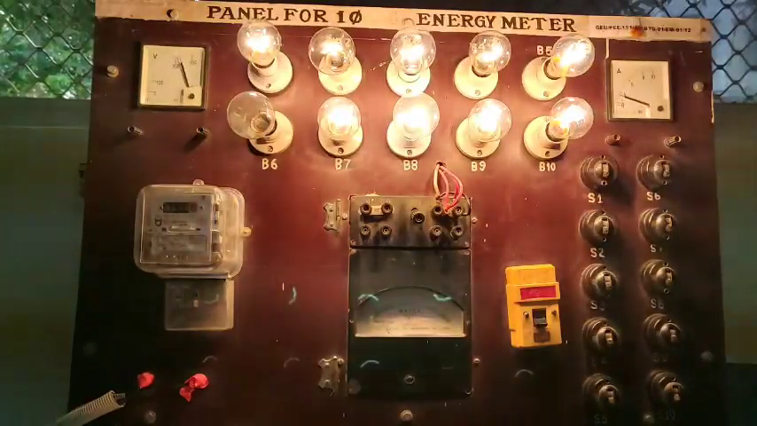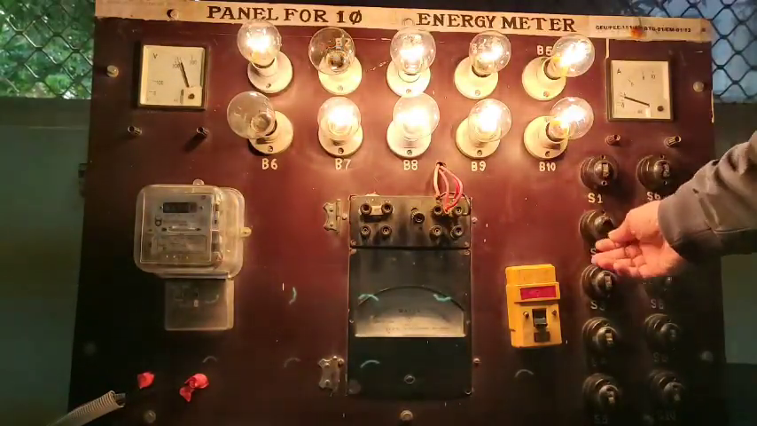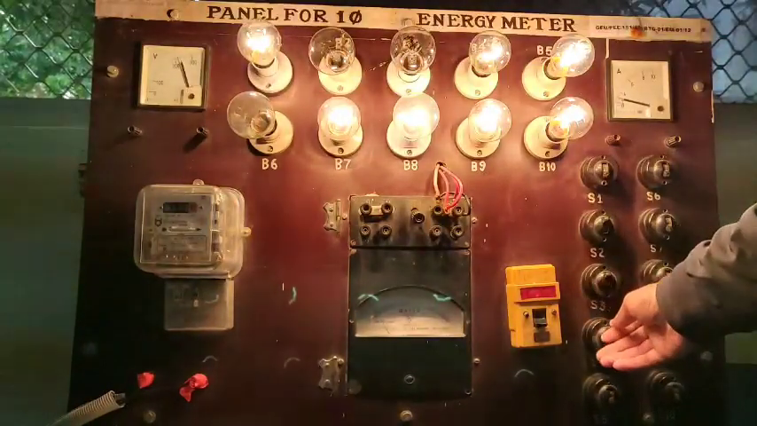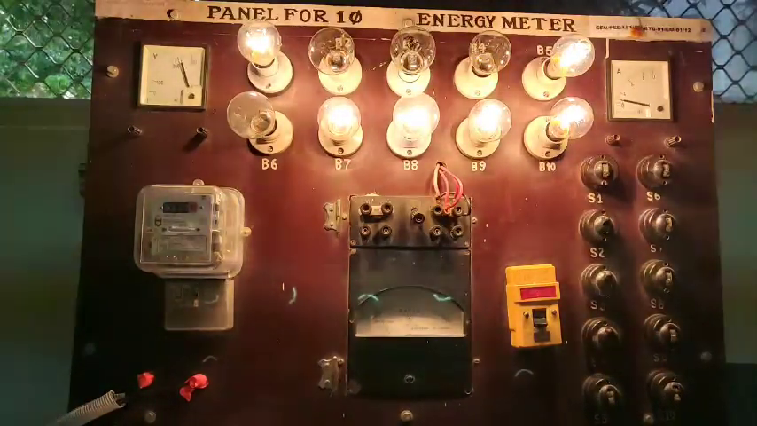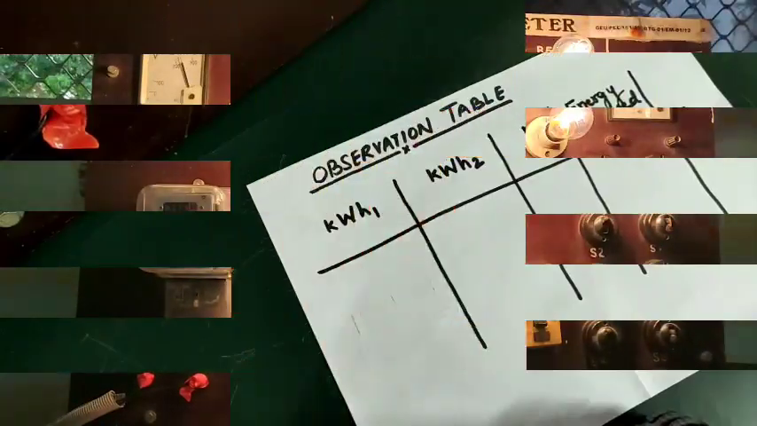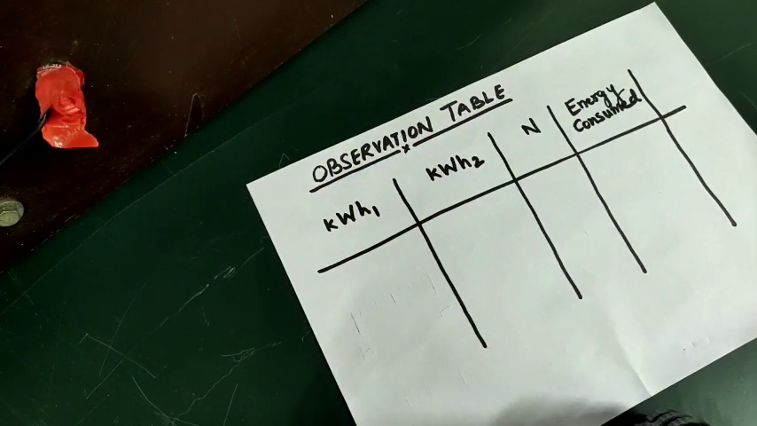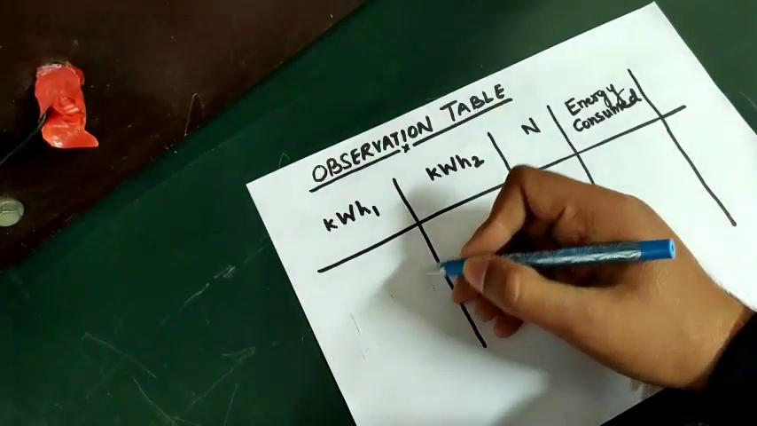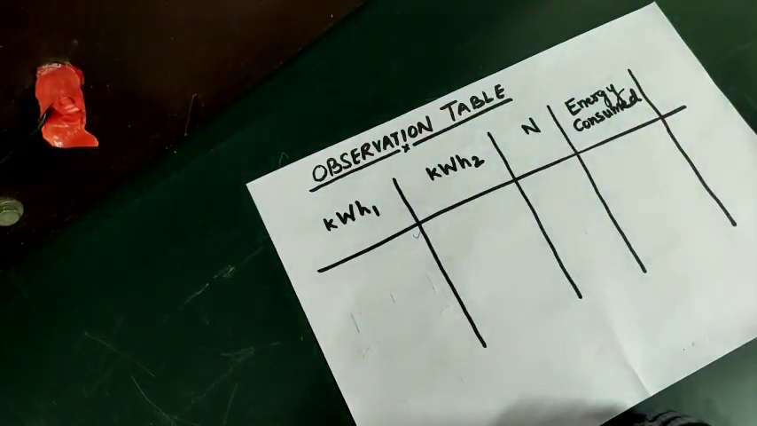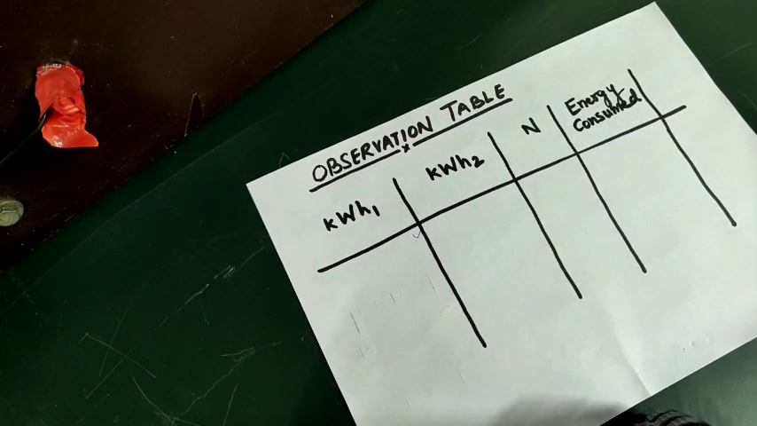So these bulbs here can be operated with the help of these switches depending upon how much load you want. So the first step here is to find out kWh1, which you already know is the initial reading of the energy meter, which would be written under the first column. So let us now check how to find out kWh1, meaning how to find out the initial energy meter reading.